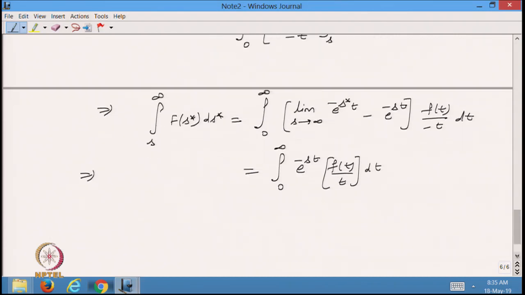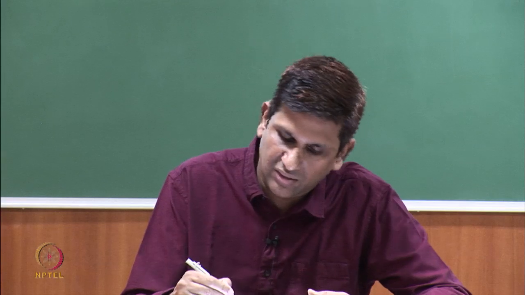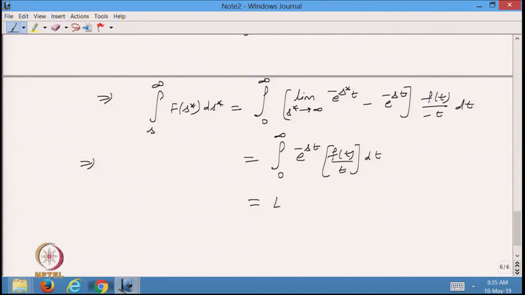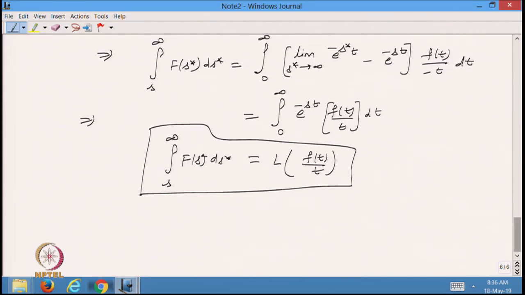And if you do it carefully, then this is the Laplace transformation of the function f(t)/t. So, from here I can write that this is equal to the Laplace transformation of f(t)/t. It means that if I want to take the Laplace transformation of the function f(t) divided by t, then I have to integrate the Laplace transformation of the function f(t). So, this is a very important property.